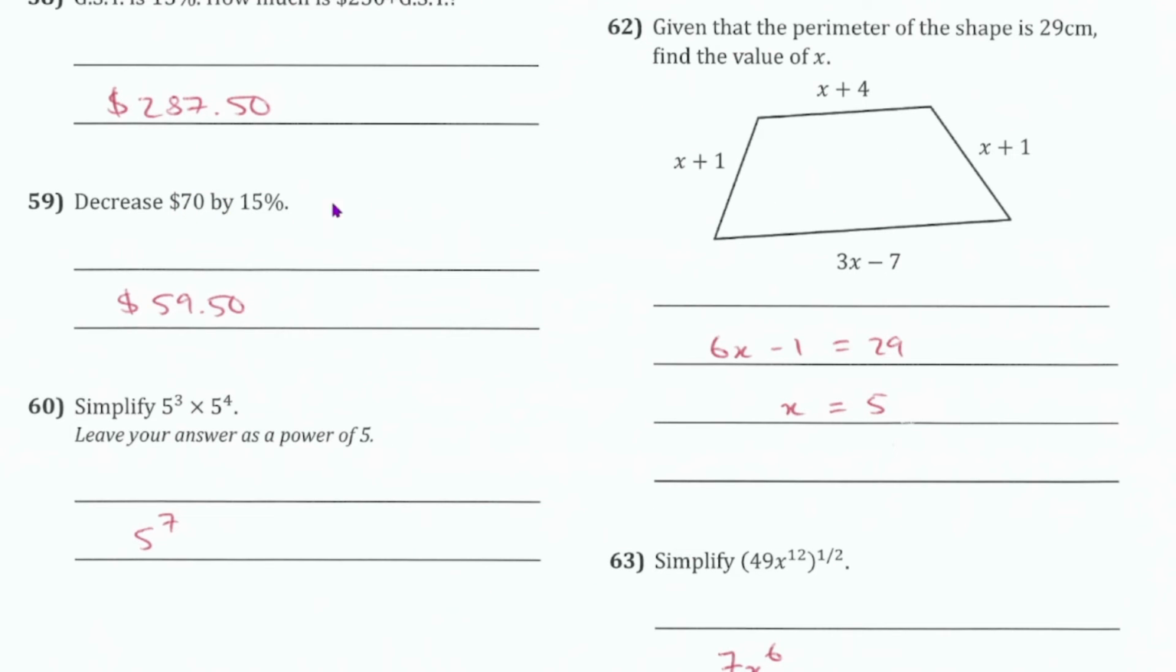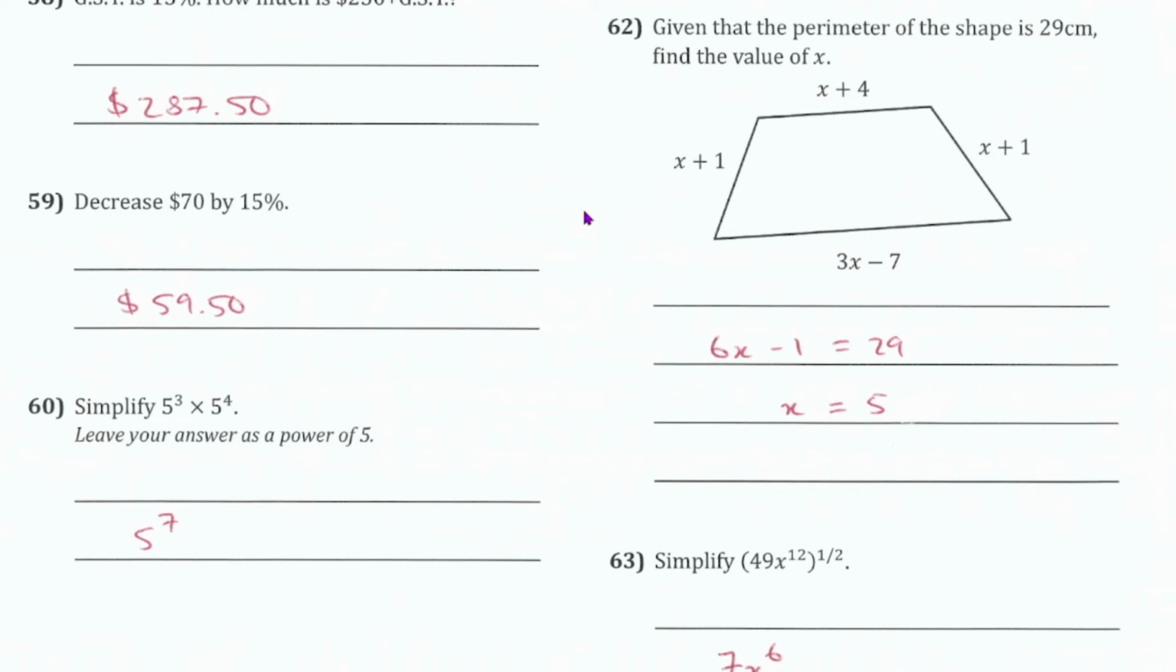Decreasing 70 by 15%, well, the easiest way to go about that is to think about, well, 100% would be $70. We're going down by 15%, so what we're really doing is going 100 minus 15, we're going to 85% of the total. So 85% is 0.85. 0.85 times 70 is $59.50.